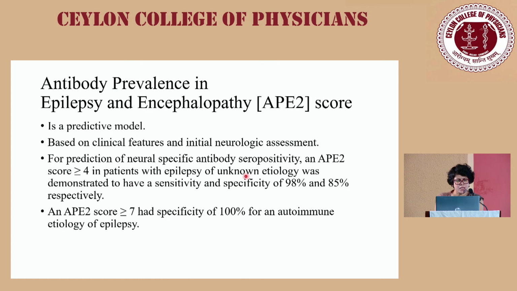So if we have a doubt of immune-mediated epilepsy, in which scenarios should we go for neuronal autoimmune panel screening? The answer to this question is given by a predictive scoring system, the antibody prevalence in epilepsy and encephalopathy, the APE2 score, which is mainly a predictive model for the prevalence of neuronal antibodies. Basically, this scoring system has a few domains. If the patient scores 4 or more, the diagnostic doubt remains. So we have to, of course, go ahead with further investigations to establish the diagnosis of immune-mediated epilepsy.